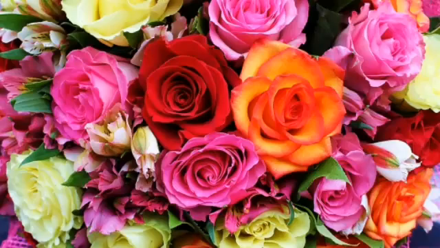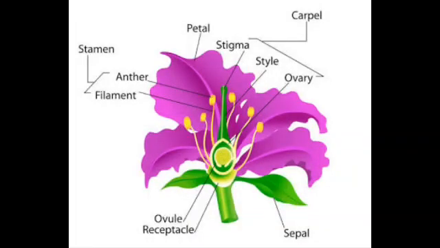Next, now tell me the answer children. Which is the colorful parts of the plant? Yes, flowers. Flowers are the most beautiful part of the plant. They are of different shape, size, colors and smell. A flower develops from the bud.